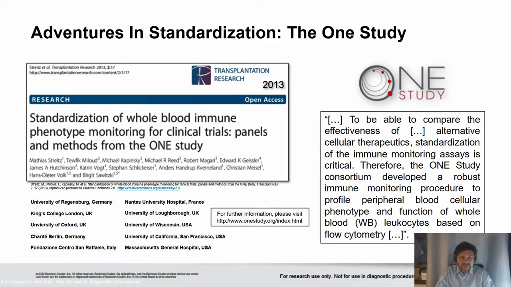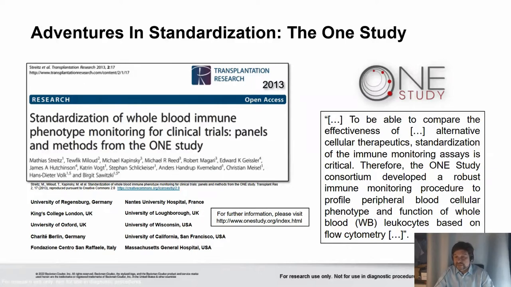The ONE Study consortium, which consists of the entities we see on the lower left, was very well aware of the importance of standardization, and they took this as a central prerequisite for the success of their study intentions, of the idea that they wanted to study in this international setting, which was to induce tolerance via cellular agents in kidney recipients using a variety of different living drugs, but just one unified way of analyzing the results.